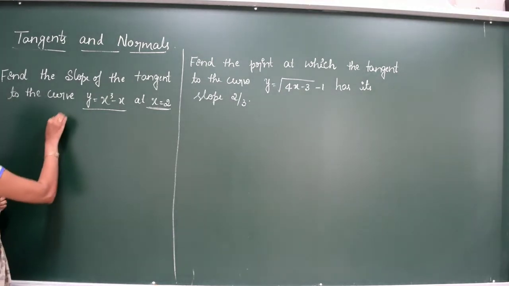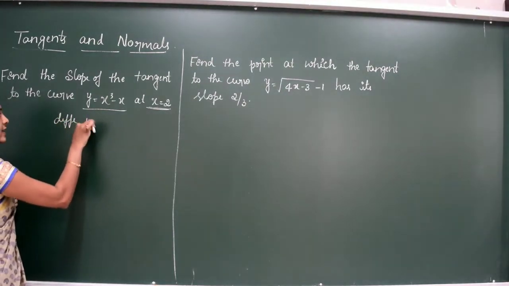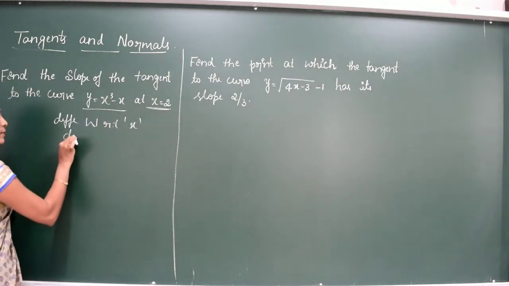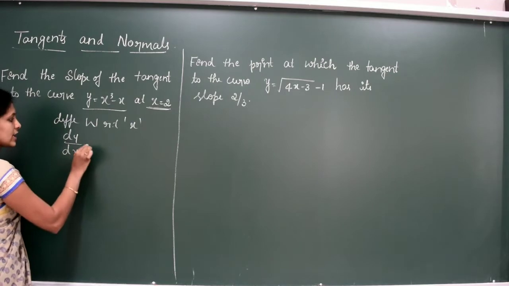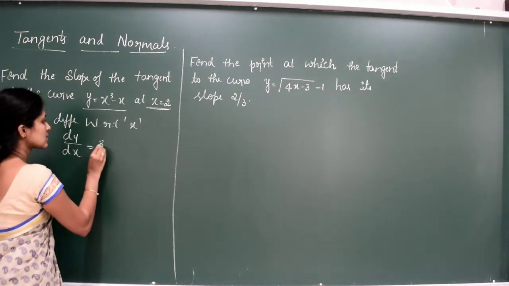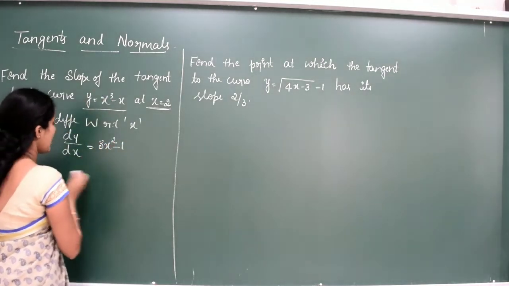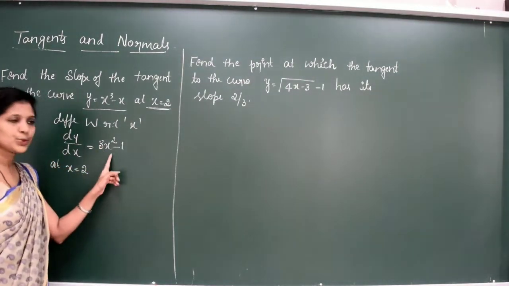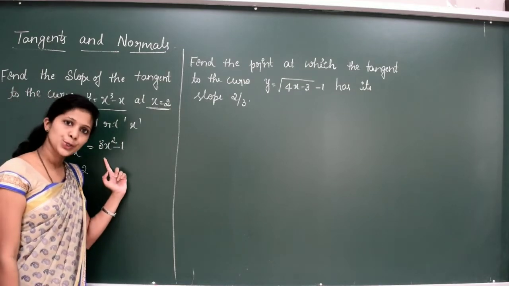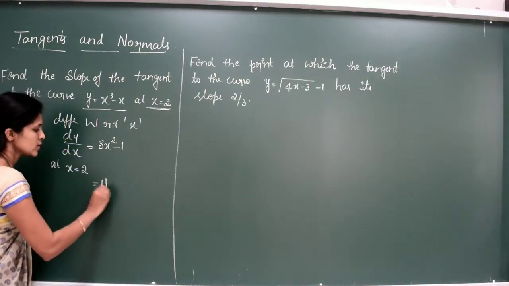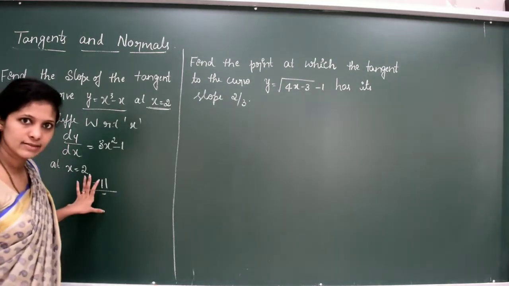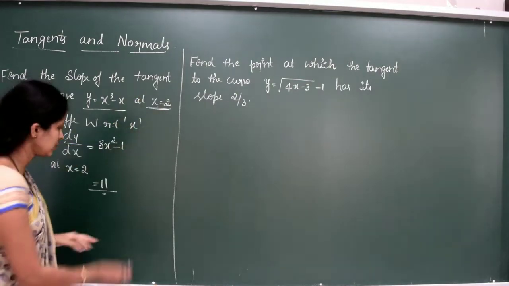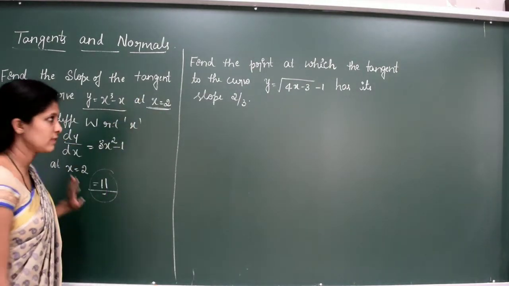So we will differentiate this with respect to x. The derivative of y with respect to x, dy by dx, is equal to 3x square minus 1 at x is equal to 2. What will be the value? 2 square will be 4, 4 into 3 will be 12, 12 minus 1 will be equal to 11. So the slope of the tangent to the curve y is equal to x cube minus x at the point x is equal to 2 will be 11. Is it clear? Simple one, important for 2 marks.